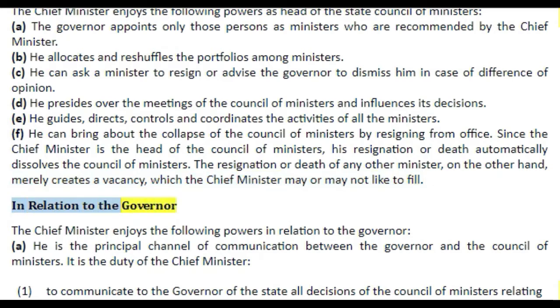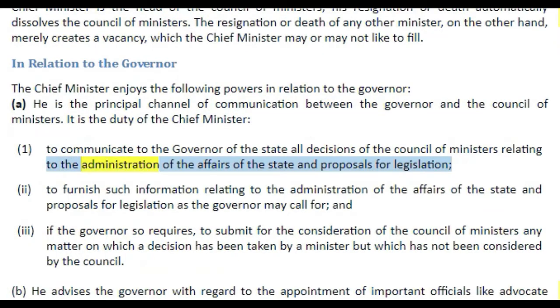In relation to the Governor, the Chief Minister enjoys the following powers. A. He is the principal channel of communication between the Governor and the Council of Ministers. It is the duty of the Chief Minister: 1. To communicate to the Governor of the state all decisions of the Council of Ministers relating to the administration of the affairs of the state and proposals for legislation.